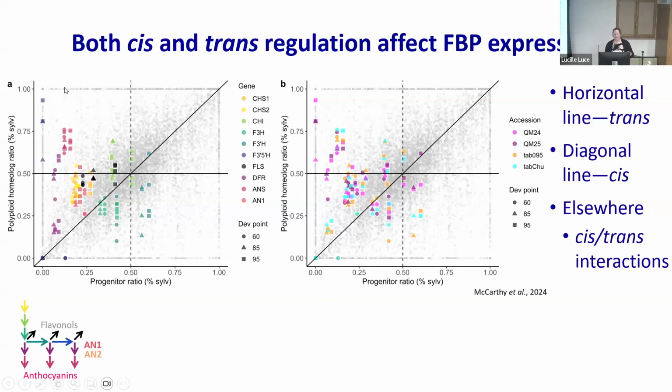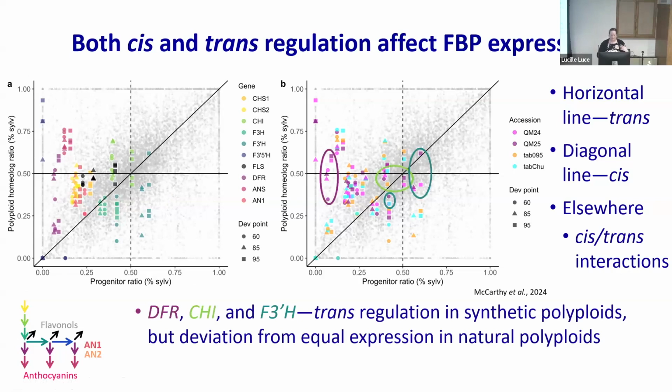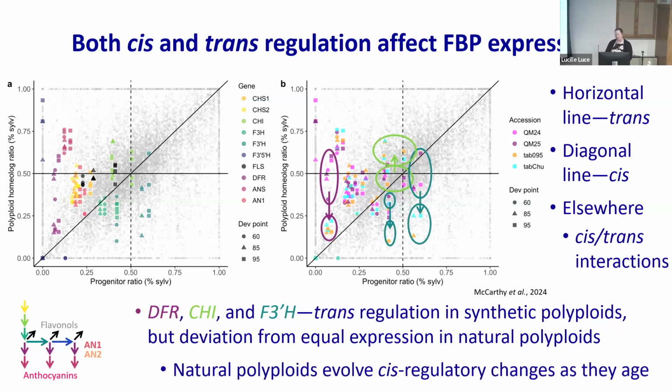And what we can see from this, again, we have our flavonoid biosynthetic pathway genes pulled out here. Here they're color-coded by gene. Here they're color-coded by our accession. So again, our pink and our purple are our synthetic ones, and our cyan and our orange are the natural ones. And what we see is that often when we see differences, the synthetic polyploids seem to have more equal expression, and then our natural polyploids have more deviation. And so this seems to suggest that our natural polyploids are evolving cis-regulatory differences and cis-regulatory changes as they're aging, based on what we're seeing in the synthetics, which I thought was pretty cool.